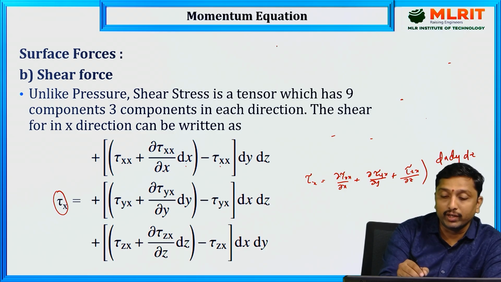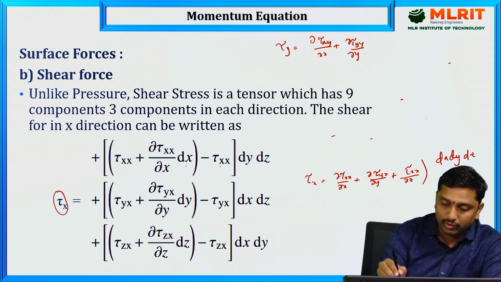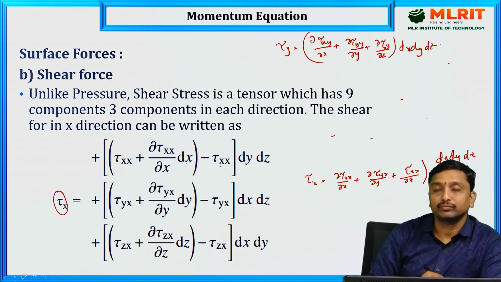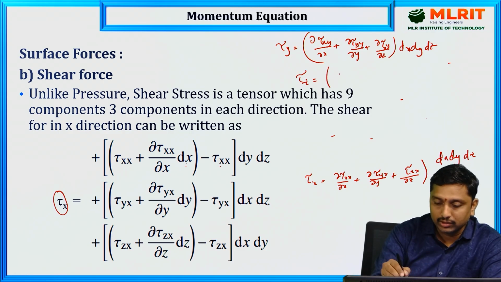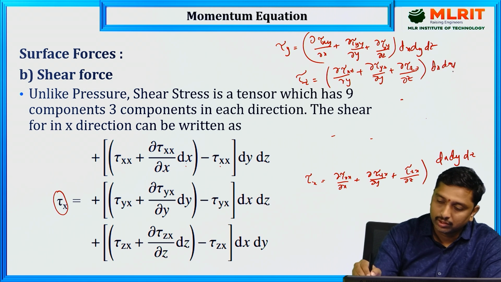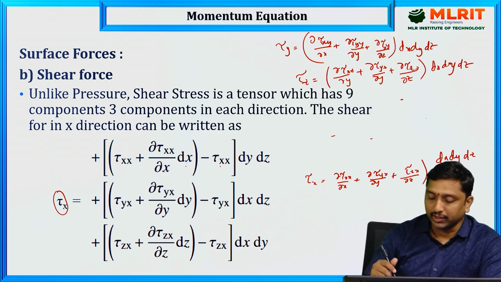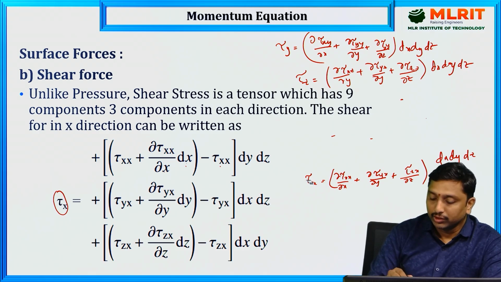Similarly, you can write tau y is equal to dou tau xy by dou x plus dou tau yy by dou y plus dou tau zy by dou z into dx dy dz. Tau z can be written as dou tau xz by dou x plus dou tau yz by dou y plus dou tau zz by dou z into dx dy dz. So these are the three components of shear force in x, y and z directions. So that is about the shear force in three directions.